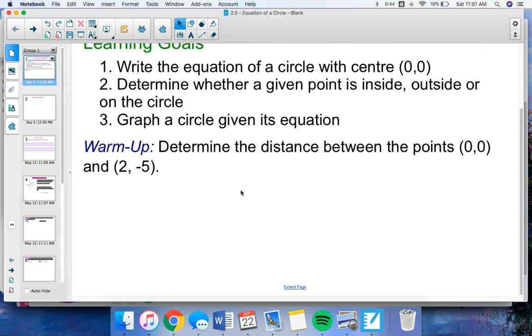So first, do this warm-up. Pause the video, and I want you to do this warm-up, and once you're done, play the video and see how it went. Okay, so hopefully you actually did it and you paused and did the warm-up. So let's go through this.